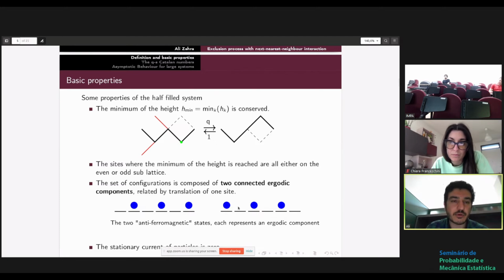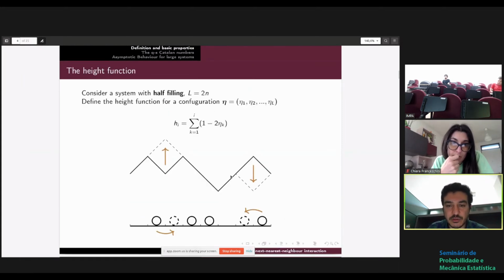So there are some basic properties of the system, with half filling always. First, the minimum of the height is conserved. The minimum of the height is just defined as the minimum of this function over the lattice.